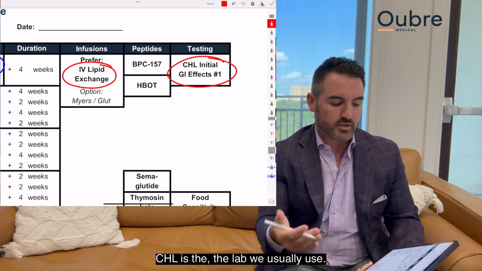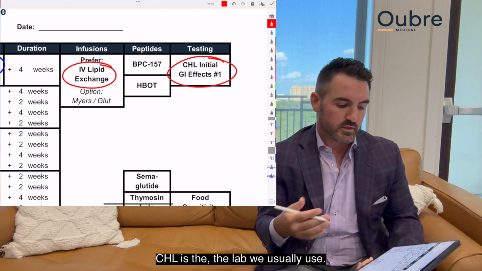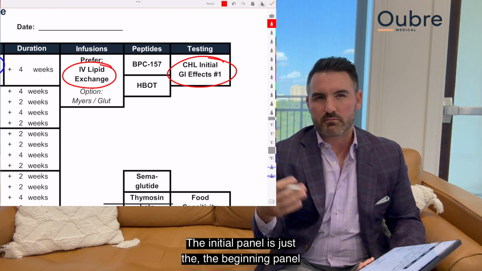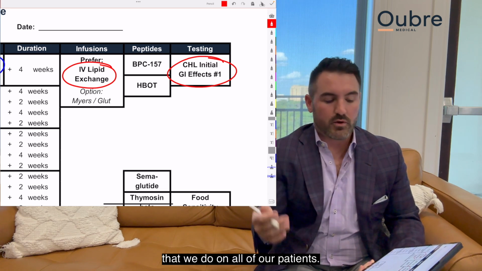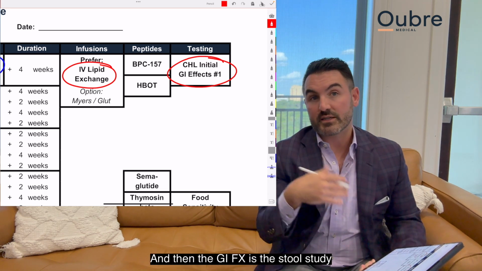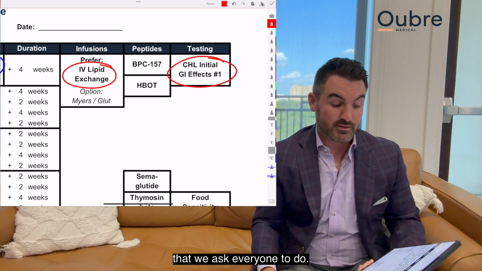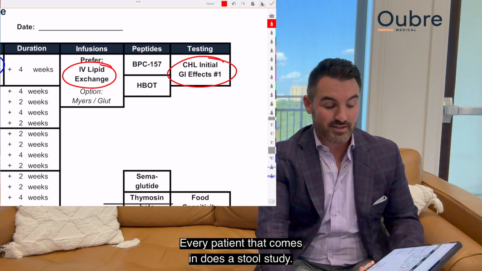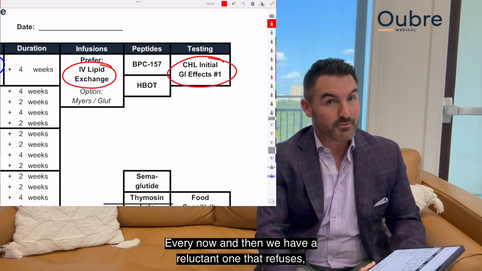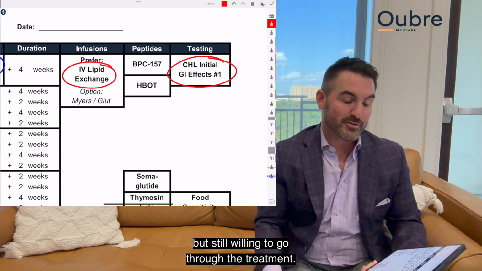You also start with testing. Cleveland Heart Lab, CHL, is the lab we usually use. The initial panel is just the beginning panel that we do on all of our patients. And then the GIFX is the stool study that we ask everyone to do. Every patient that comes in does a stool study. Every now and then we have a reluctant one that refuses, but is still willing to go through the treatment.